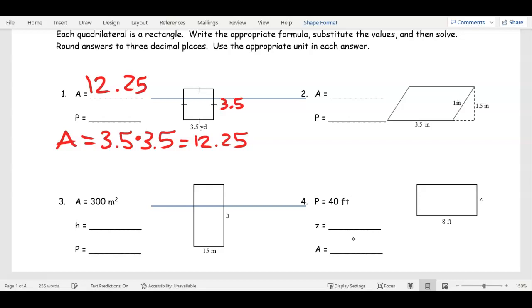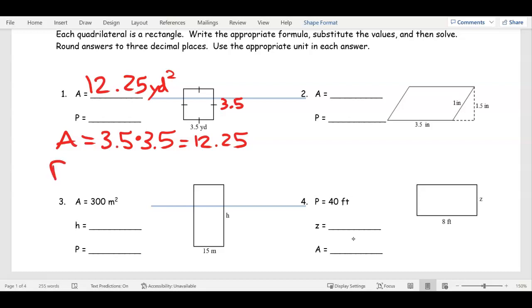What are my units of measure here? Yards. YD means yards. So I'm going to put yards. And remember, area means yards squared. Okay.